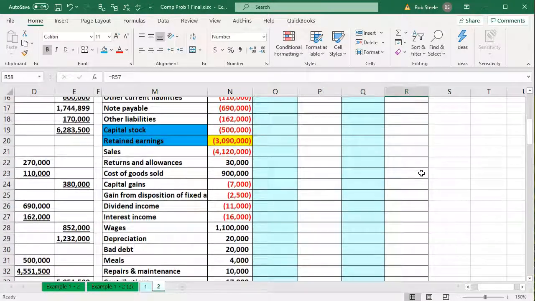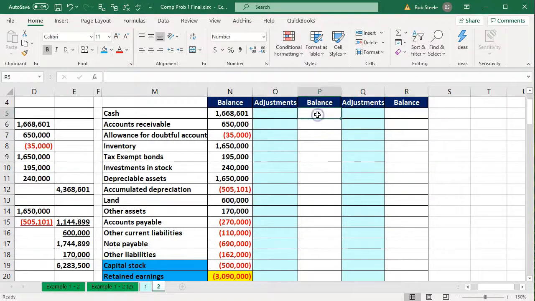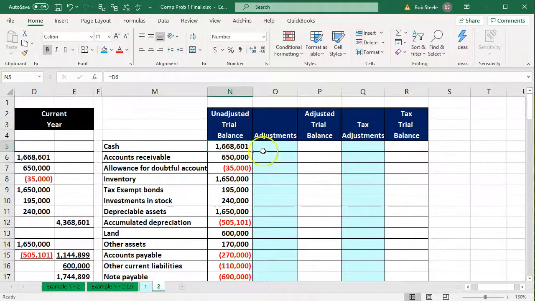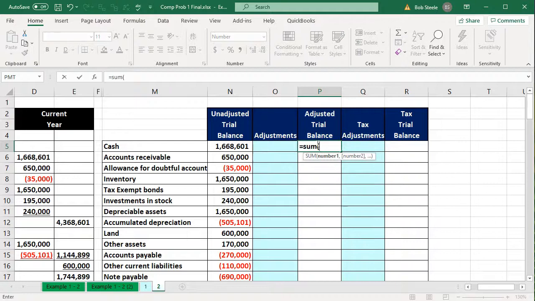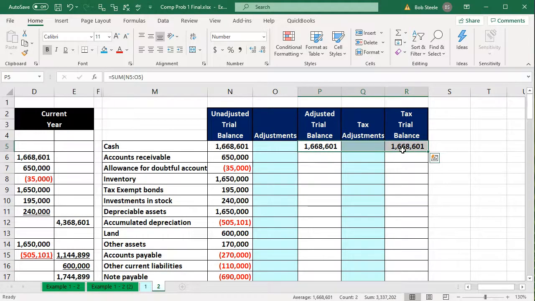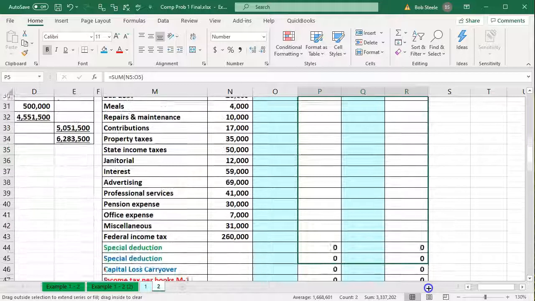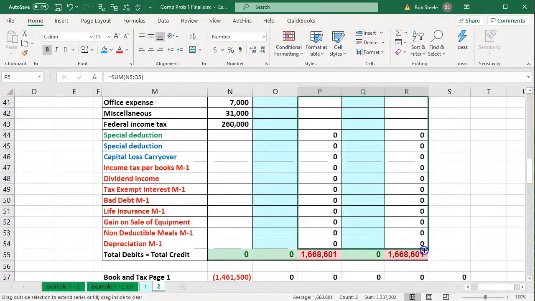Next thing we want to do is our formulas here. Our adjusted trial balance is going to be this cell plus this cell, and that's where we'll enter our adjustments. So I'm just going to use the trusty sum function and select those two cells and enter. And then I'm going to do the same thing over here. I'm going to take this cell plus this cell equals the trusty sum function, those two cells. And then I'm going to highlight both of those and use our autofill and take those all the way down. And there's going to be our calculation there.